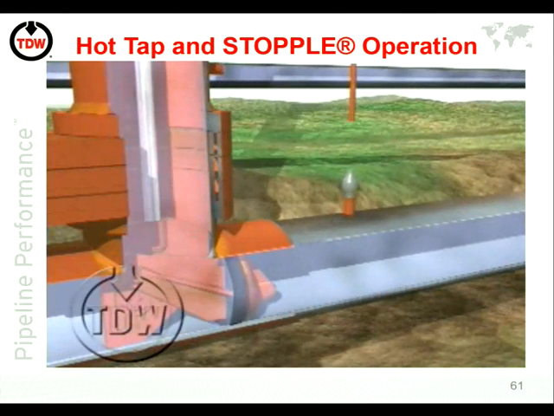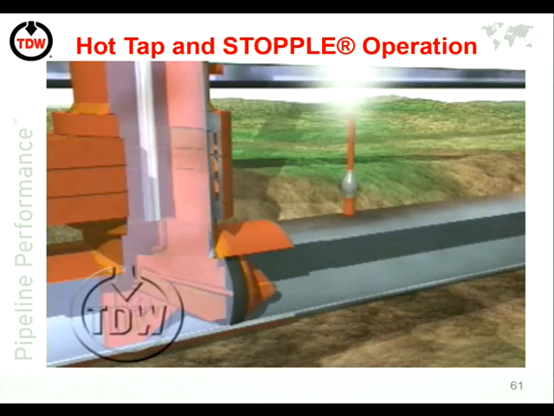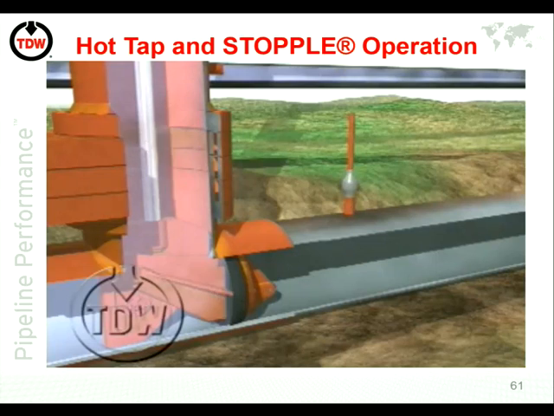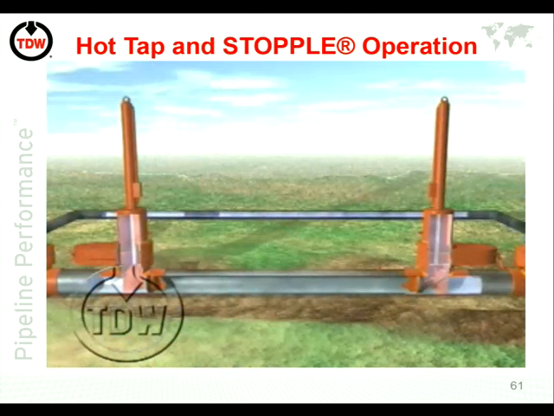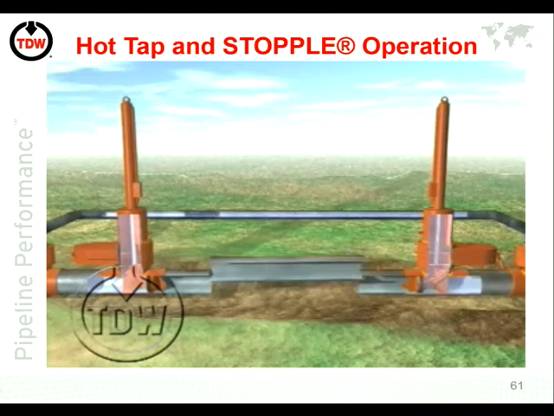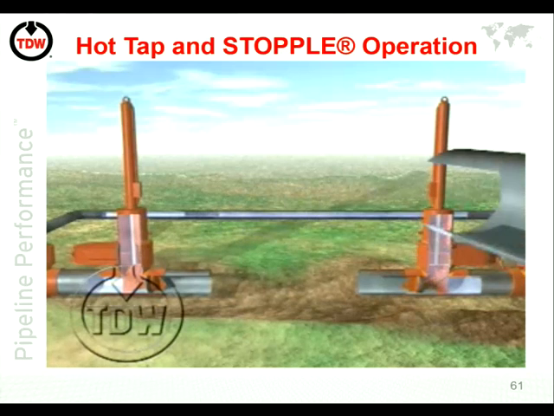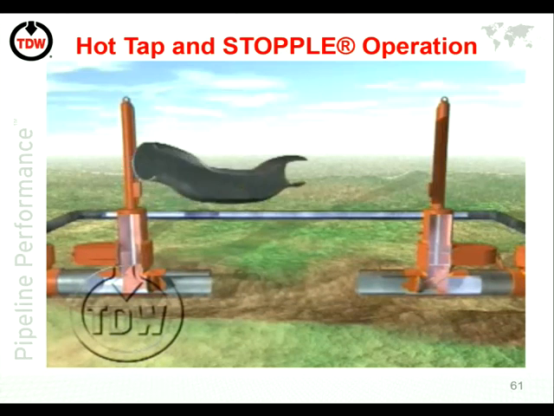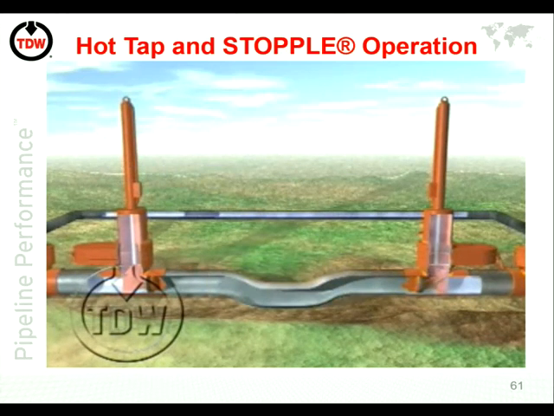and we remove the section that we want to remove and put the new section in. So we carry out all the testing on that, we make sure we're happy with it, and then we repressurize and remove the stopple arrangements. And at this stage the pipeline is flowing in its normal state.